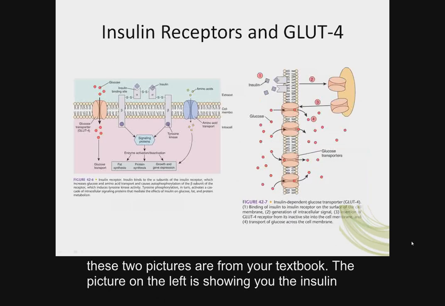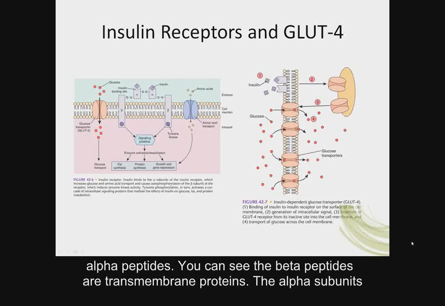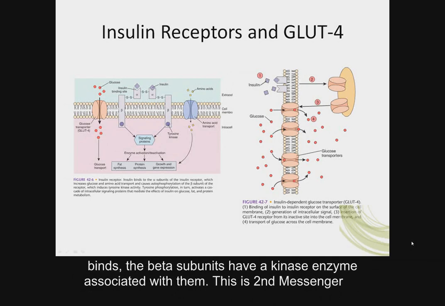These two pictures are from your textbook. The picture on the left is showing you the insulin receptor, shown here in purple. The insulin receptor has 2 beta peptides and 2 alpha peptides. You can see the beta peptides are transmembrane proteins. The alpha subunits are extracellular, and they are the subunits that are going to bind to insulin.